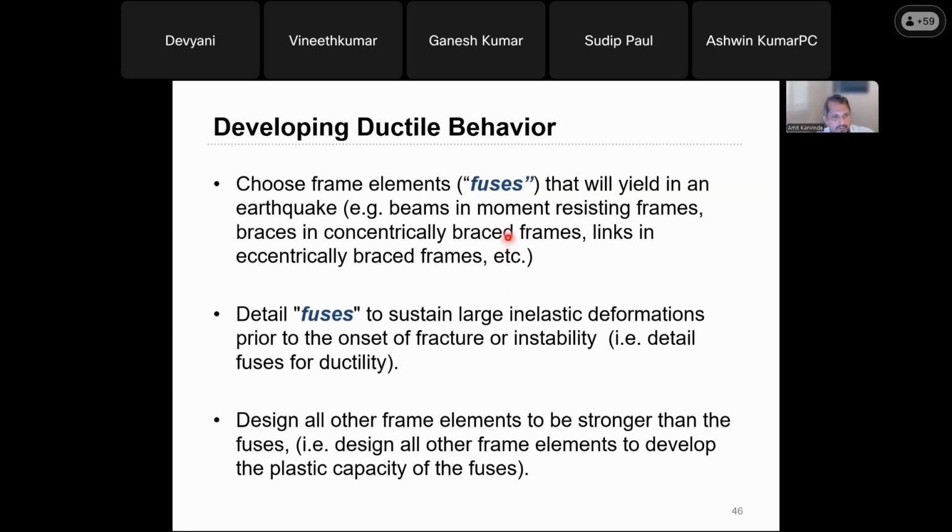So we choose those frame elements, or the fuses. You detail these fuses to be ductile, or to sustain large inelastic deformations. And then you design all the other frame elements to be stronger than these fuses. I remember this nice picture of the chain that Professor Ashwin showed in one of his lectures, where you had all these links, and then you had a weak link, and the weak link should be the ductile link, so you don't get failure in the brittle link. So the idea is you have a weak link, which is ductile, and then you spend a lot of money on that weak link to make it ductile, where everything else is stronger.